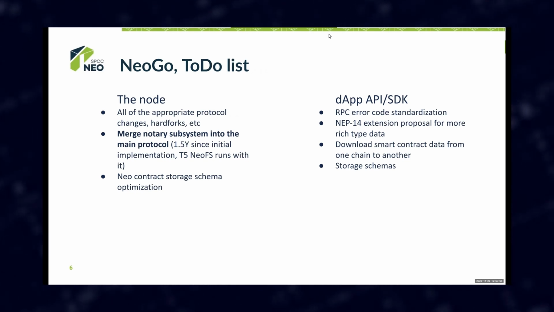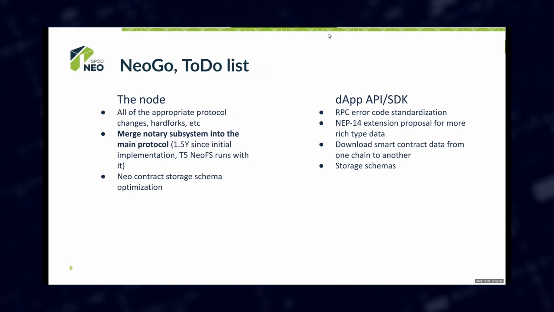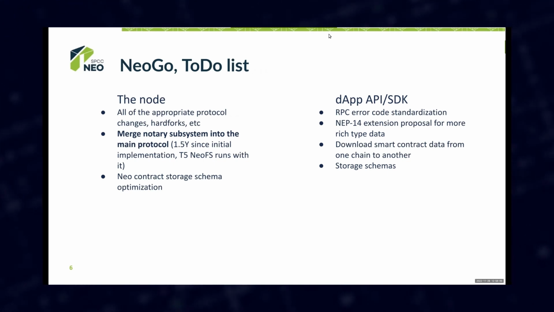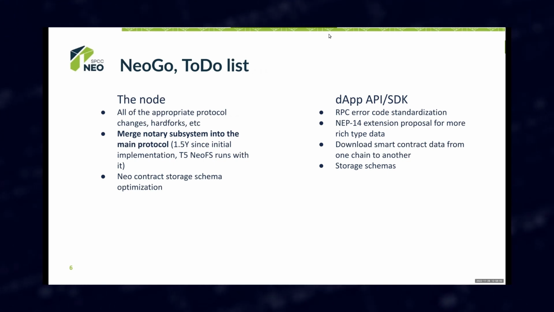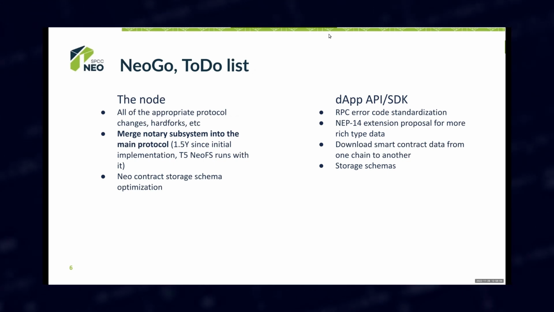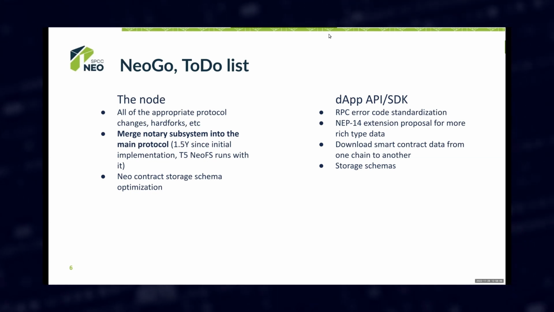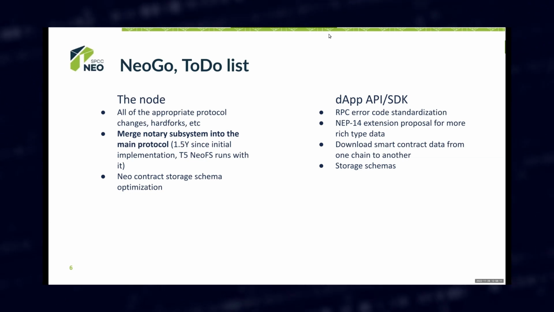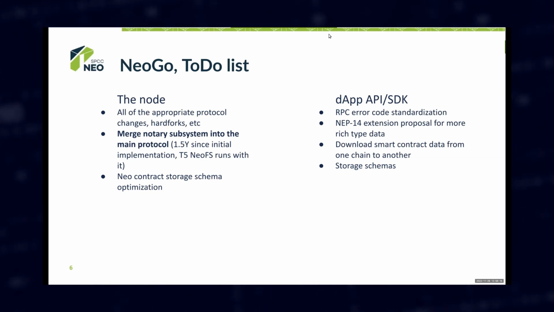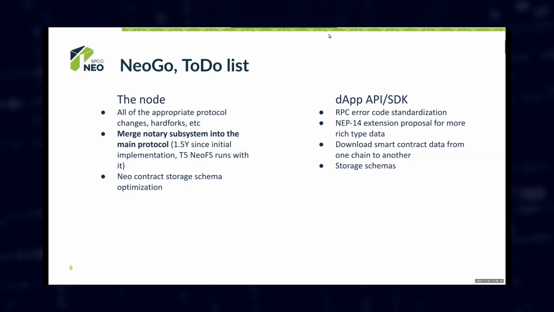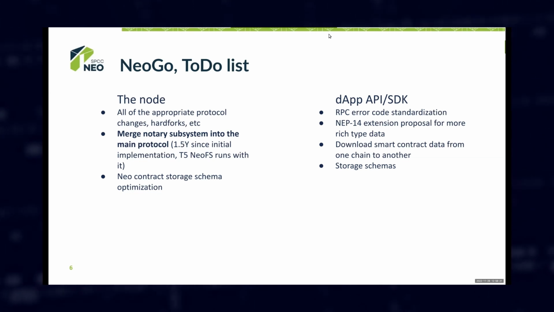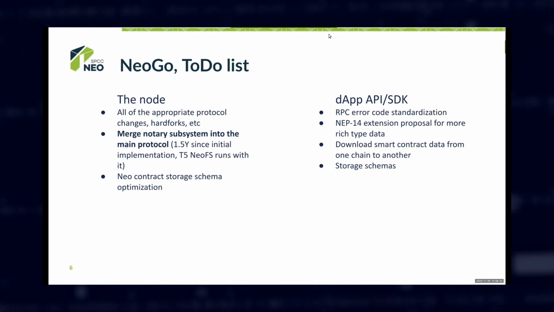And we also want to try some storage schema optimization for the Neo contract, because we think it can be optimized and made to have a little less data in the database that's used for some gas calculations. So I think we will try that, but that's a bit experimental.